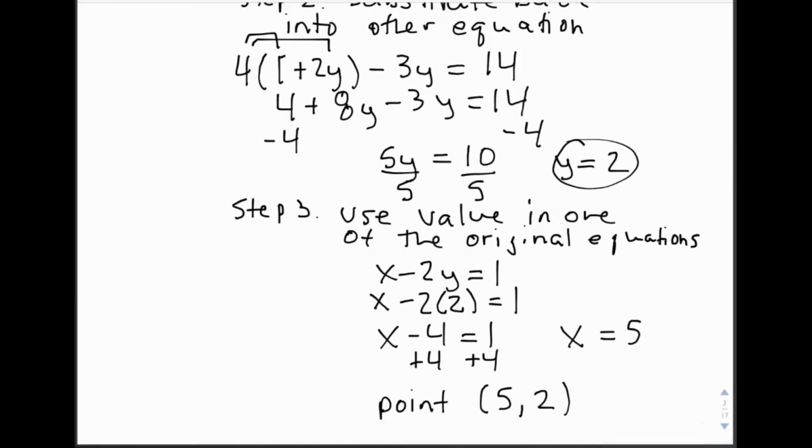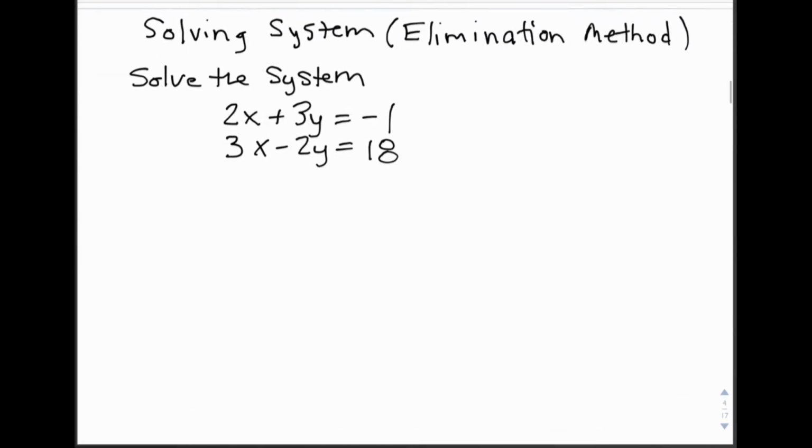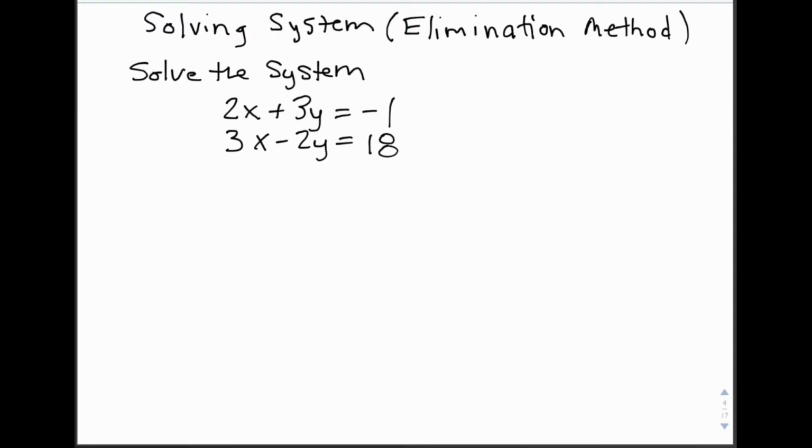So next we can go ahead and look at another method known as the elimination method. So for this specific system, we have 2x plus 3y is equal to negative 1, and we have 3x minus 2y is equal to a positive 18.